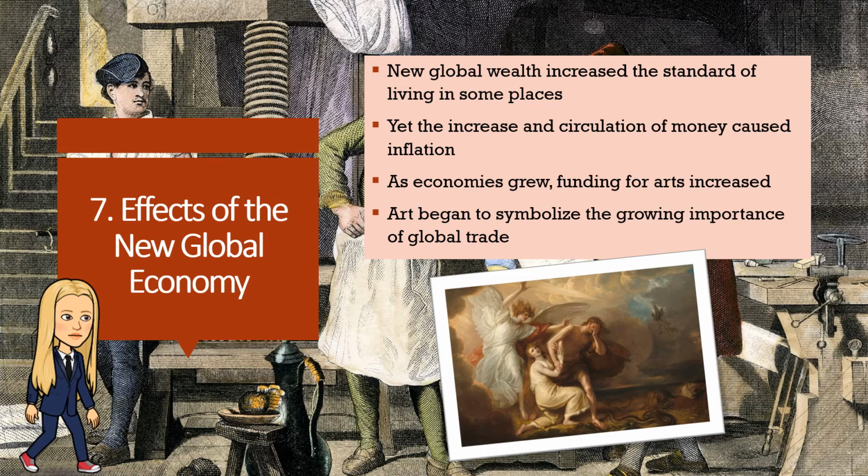As a result of the activities of the European merchants, regional markets in Europe, Africa, and Asia continued to prosper. Funding for the arts increased as merchants and governments used their rising profits and revenue to sponsor artists and authors. Some rulers used their sponsorship of arts to produce art and architecture that helped to legitimize their rule. Other art symbolized the growing importance of global trade.